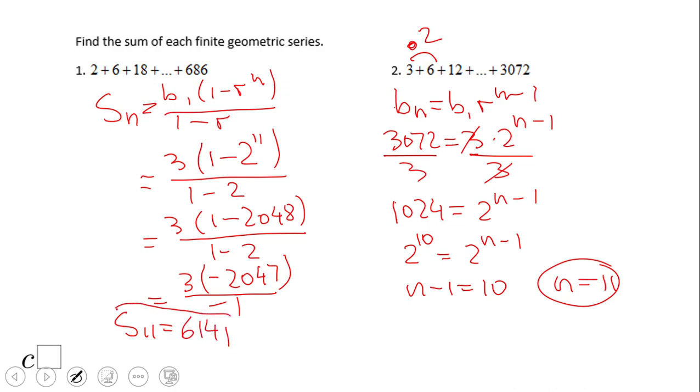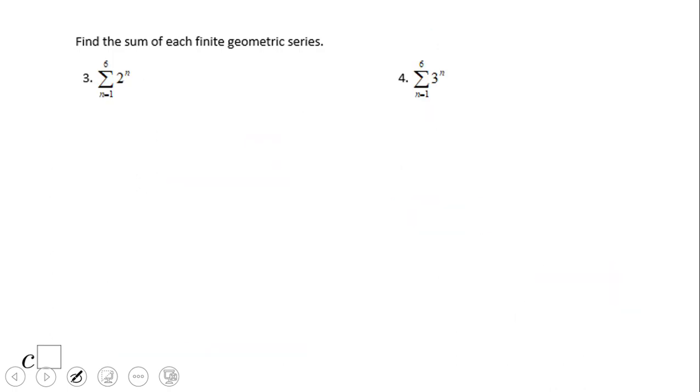If you end up with this answer for number 2, S sub 11 equals 6,141, wonderful job. As you notice, again, the same story. You need first to find how many terms you have in that geometric series, and then use the formula for finding the sum of those 11 terms in this case. We can see this sigma notation also in this type of series. So let's see what this means.